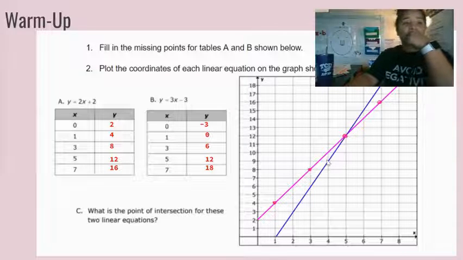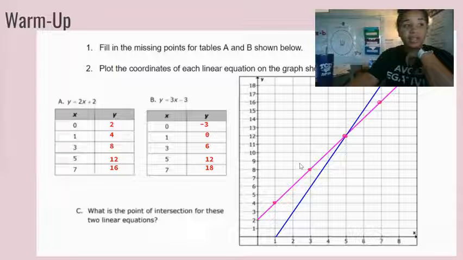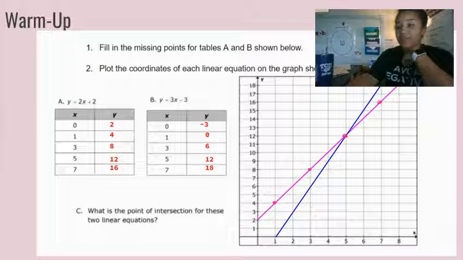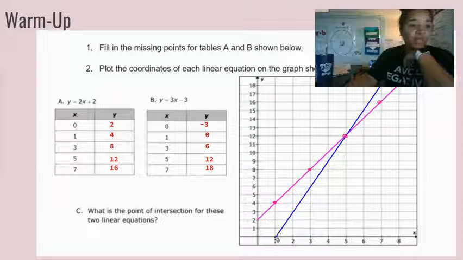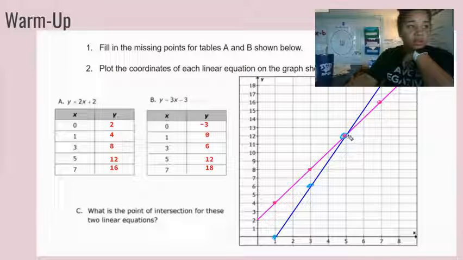Then for this one here, we have our next line. We have 0, negative 3. That's not there. We can't plot that, so we're not going to worry about that. Then we have 1 and 0, which would be here. We have 3 and 6, which is here. We have 5 and 12, which is here. And then we have 7 and 18, which is here.